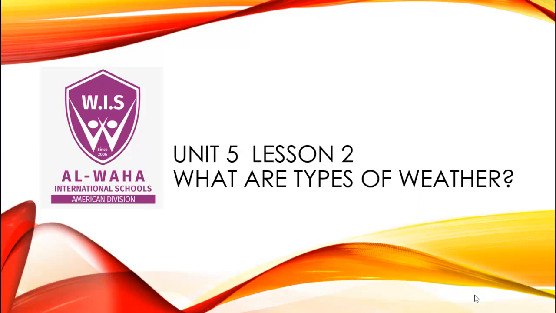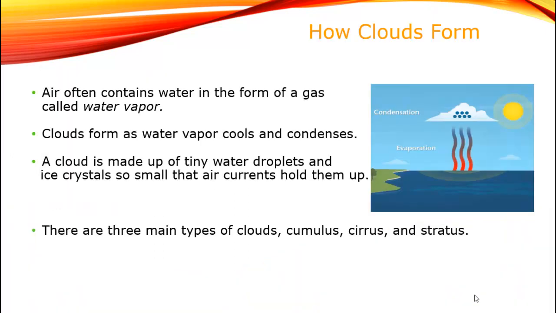Today we will continue lesson 2, what are types of weather. I told you in the first lesson that the air contains water in the form of a gas. This is called water vapor. So the water in the form of a gas is called water vapor. And this water vapor, when cooled and condensed, forms the clouds. So the clouds form from the cooling and condensing of the water vapor in the air.